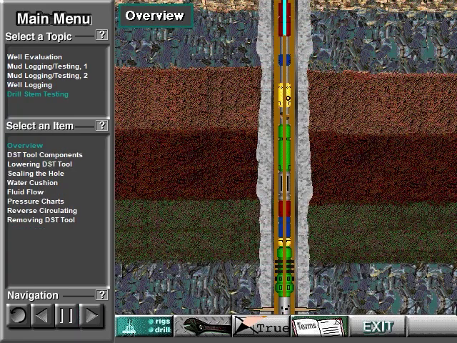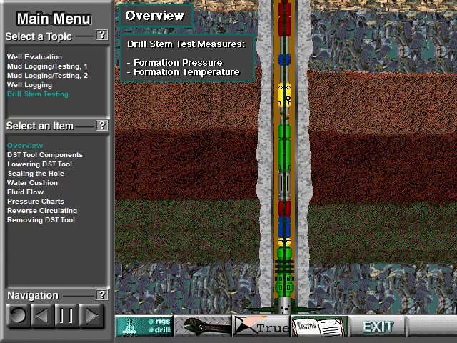In addition to logs, the well operator will sometimes order a drill stem test. The drill stem test, or DST, temporarily produces hydrocarbons through the rig's drill string, or stem. DSTs also measure and record formation pressure and temperature data.